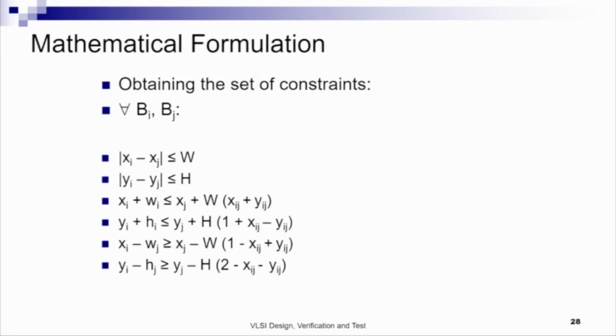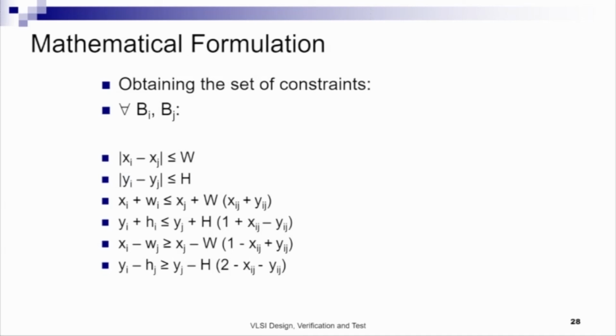Now, how do we write the other four overlapping constraints? We said that at least one of the constraints needs to be true. So, in our constraints, one of the constraints has to be true and the other constraints need to be trivially true. We will see how we will achieve this. So, xi plus wi less than or equal to xj plus capital W into xij plus yij. We said that when xj is on the right of xi, then xij, yij equals 0, 0, right.